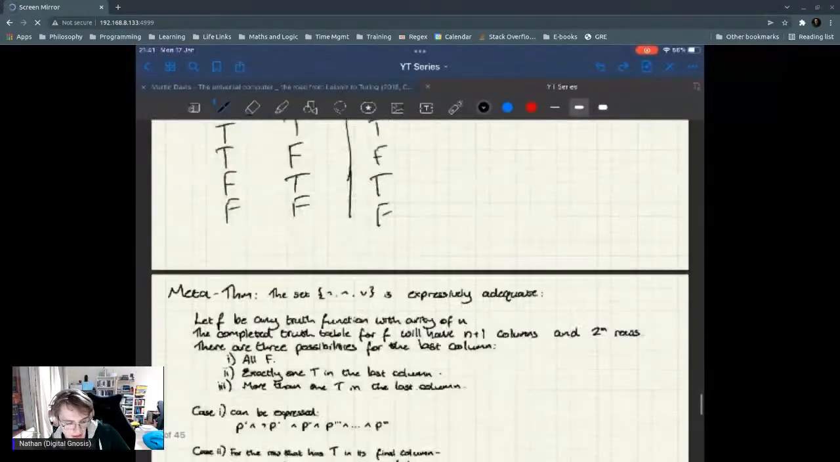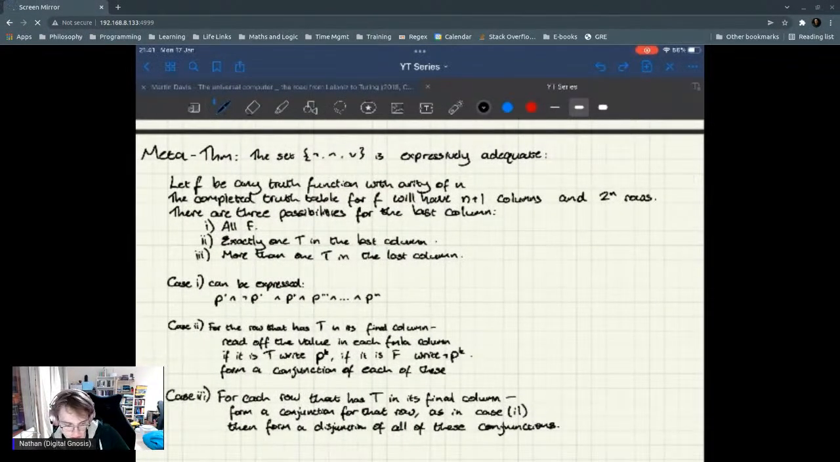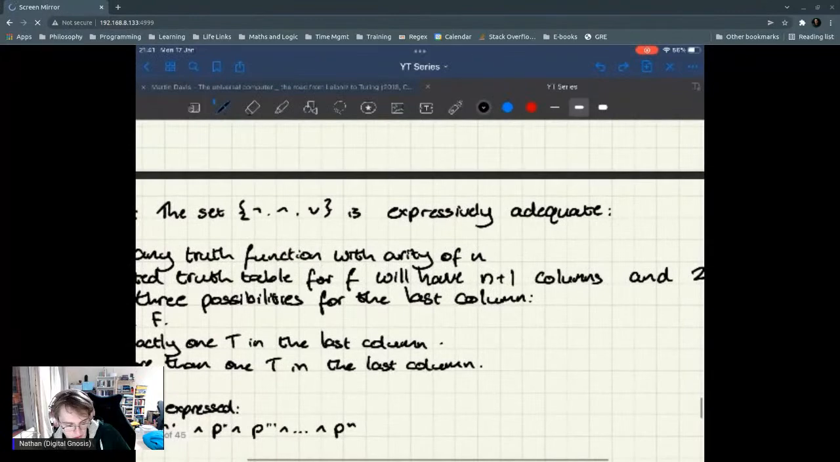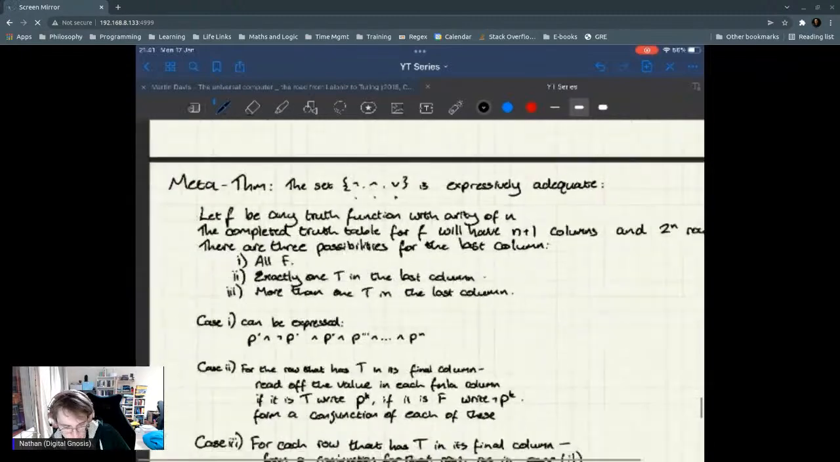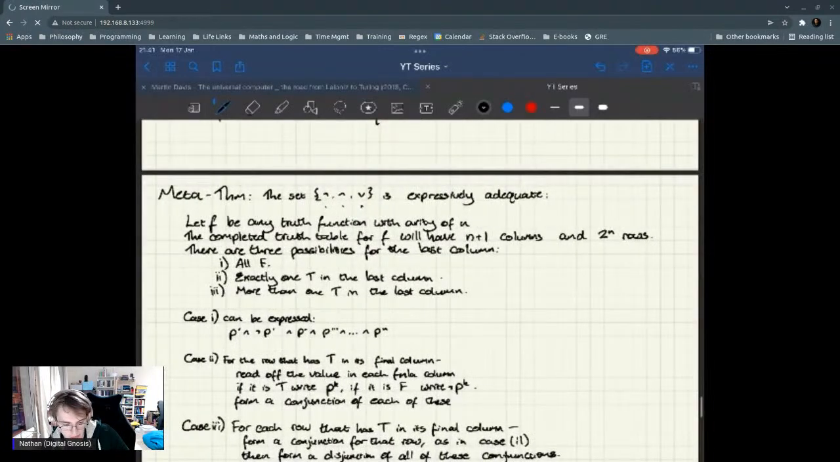So this is a meta theorem. This is a theorem that belongs to meta logic, right? It's not within the logic, but it's about our logical language. And we're going to show that the set of connectives that includes not and or is expressively adequate. So let f be any truth function with an arity of n. So arity is just the number of arguments that it can take, true or false, going in the function's argument places. So the number of those arguments is going to be n. And so a completed truth table for f will have n plus 1 columns and 2^n rows.